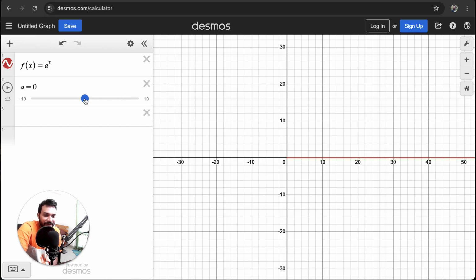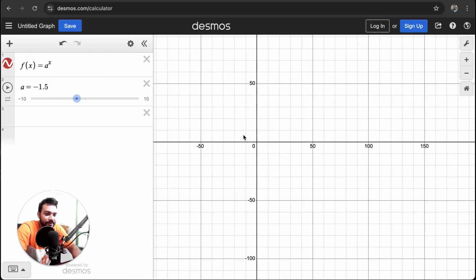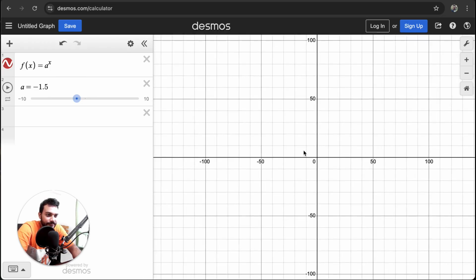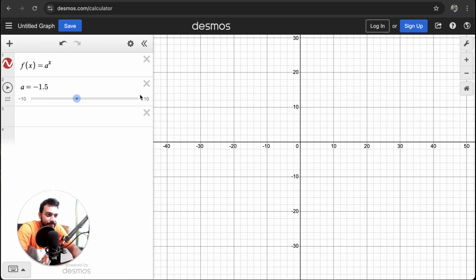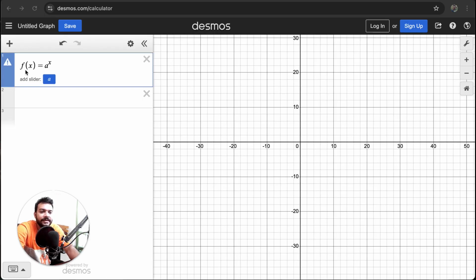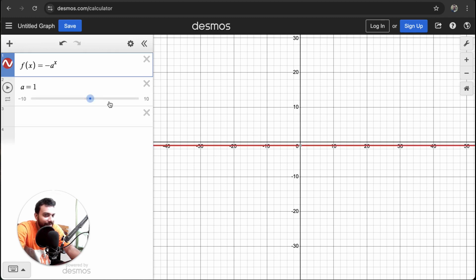Next, we go to the negative numbers. Negative 1.5, so negative 1.5 raised to power x. Okay, to check the nature of this exponential graph when a is a negative number, for that we need to add a minus here.